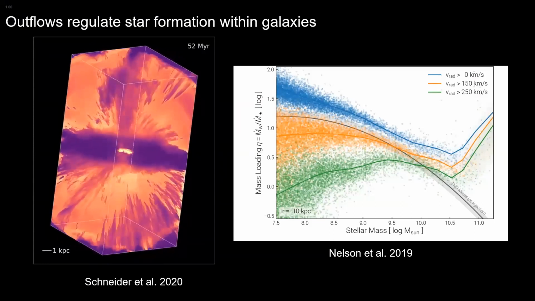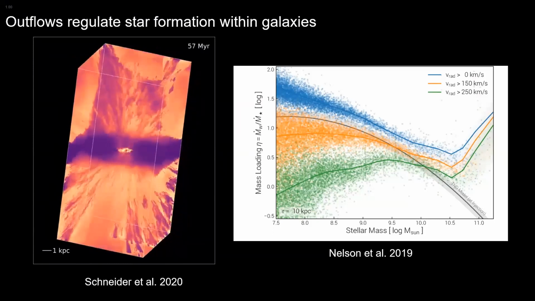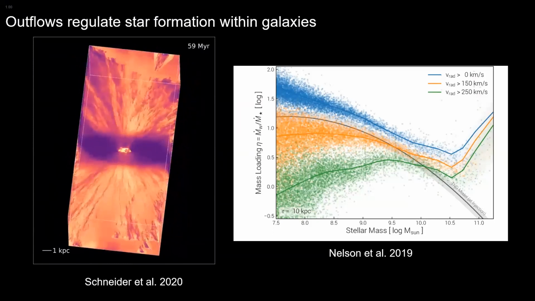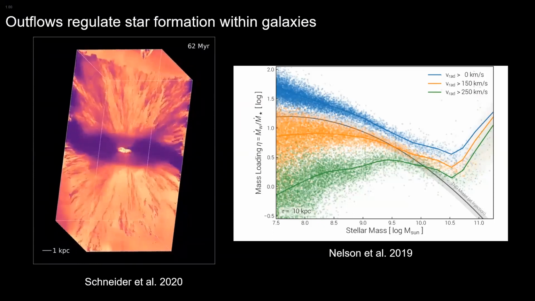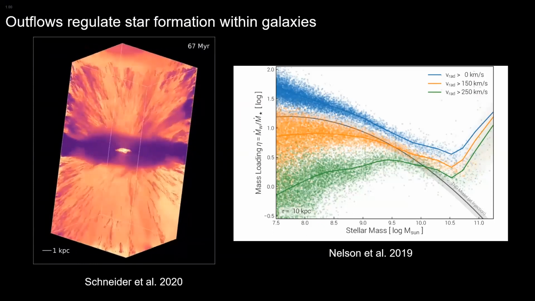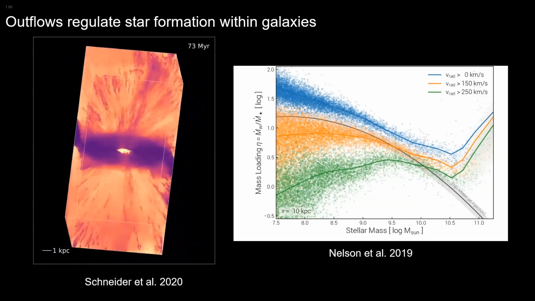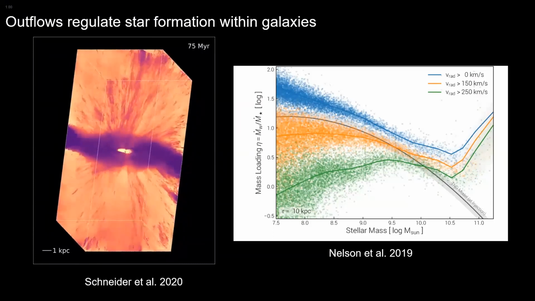From this plot on the right, we have the mass loading factor along the y-axis. That is basically a stand-in for the ratio of how much mass is lost to how much new star formation is going on. So as you go to lower and lower masses, to the left of the plot, you're losing proportionally more of your gas due to these outflows.